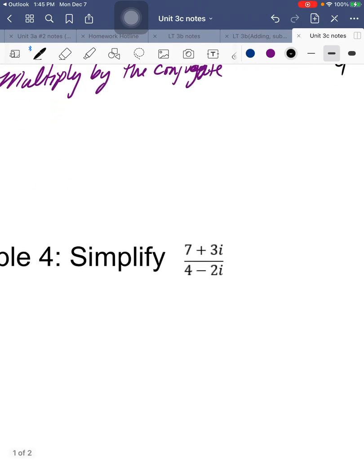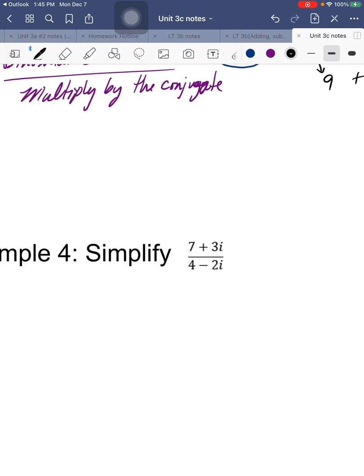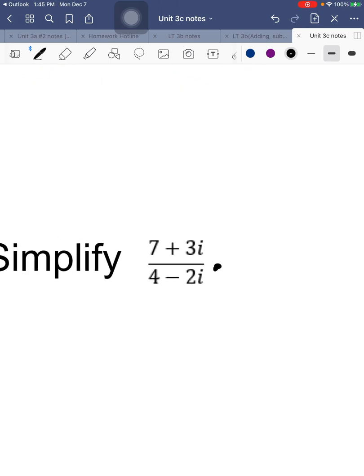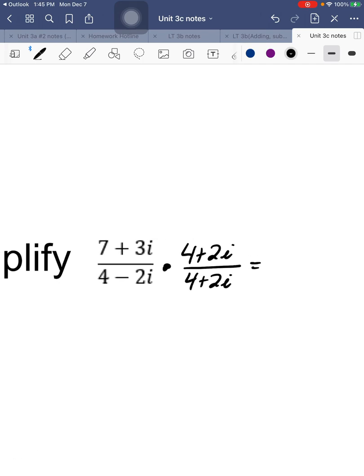All right, last example. This is just like the last one. Look at your denominator. It's a binomial. So then we can multiply by the conjugate, which is 4 plus 2i. Let's multiply out our numerator. 7 times 4 is 28. Oh, let's put it in parentheses. It looks a little nicer.